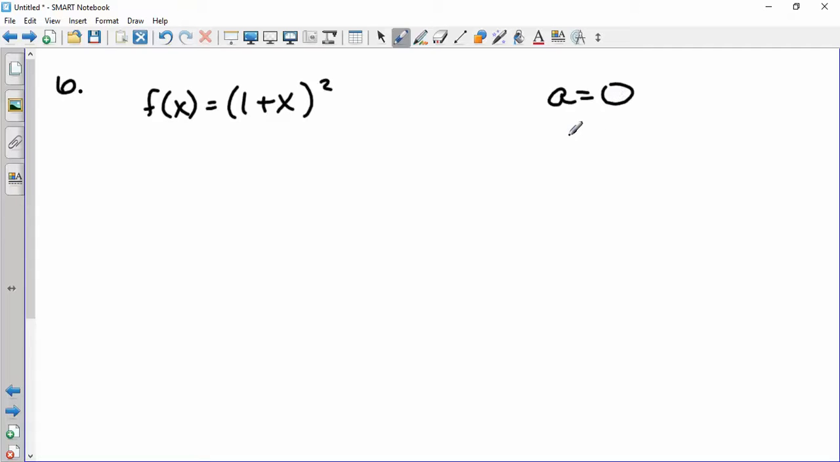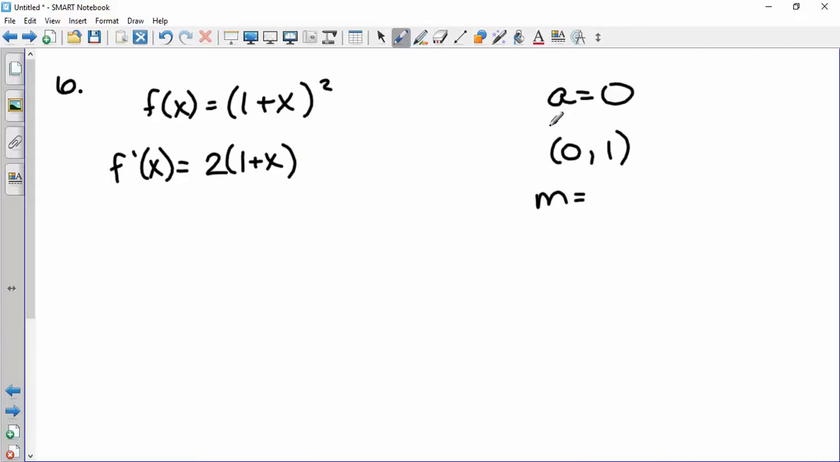Okay, so I gave you that a value. That's like the x value of the point. If you plug that in, 1 plus 0 is 1, squared is 1. So my point is (0, 1). Now we need the slope. So the slope is really just the derivative of this. So the 2 comes down, inside stays the same, subtract 1 from the power, derivative of the inside is just 1. So this is the equation for the slope. So the actual slope at this point for my linear approximation, you would have to plug in your 0. So I get 2 times 1 plus 0, which is 2.